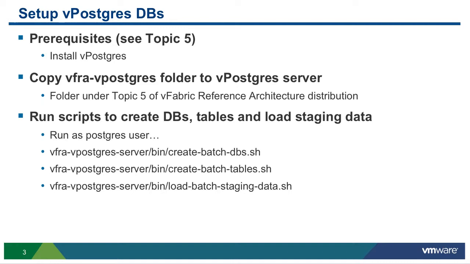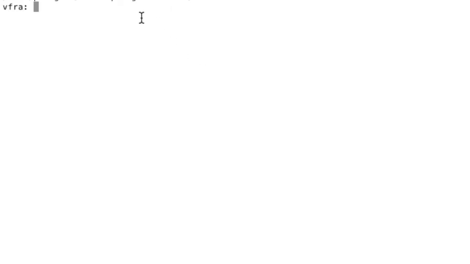Look to topic 5 for instructions for installing vPostgres. We assume that you've copied the VFRA vPostgres folder under topic 5 to your Postgres server, and then we're going to run a bunch of scripts shown as the Postgres database user. So I'm currently logged on to the Postgres server.